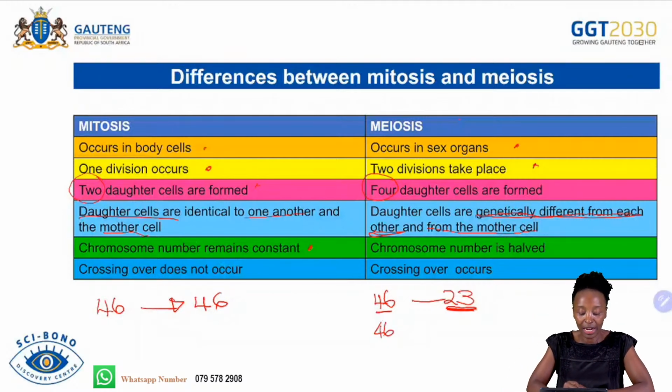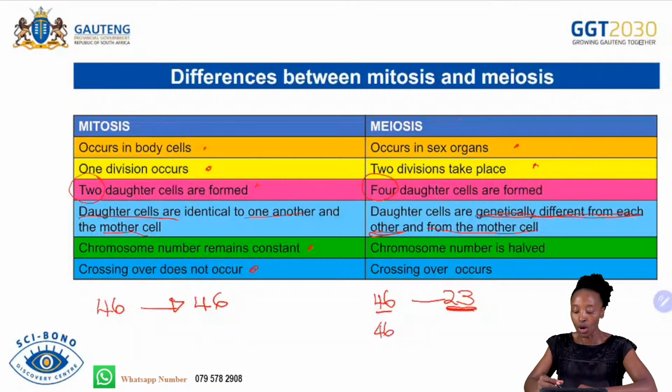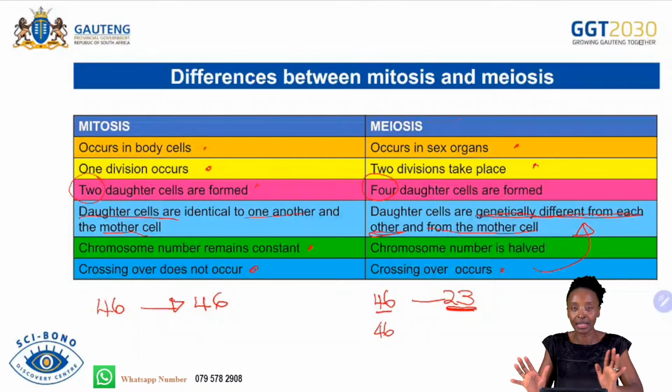And then mitosis, there's no crossing over, there's no exchange of genetic material. That is why the cells at the end are identical, and they are identical to the original cells. Whereas with meiosis, crossing over takes place, which results in what? In this variation that takes place in the gametes.